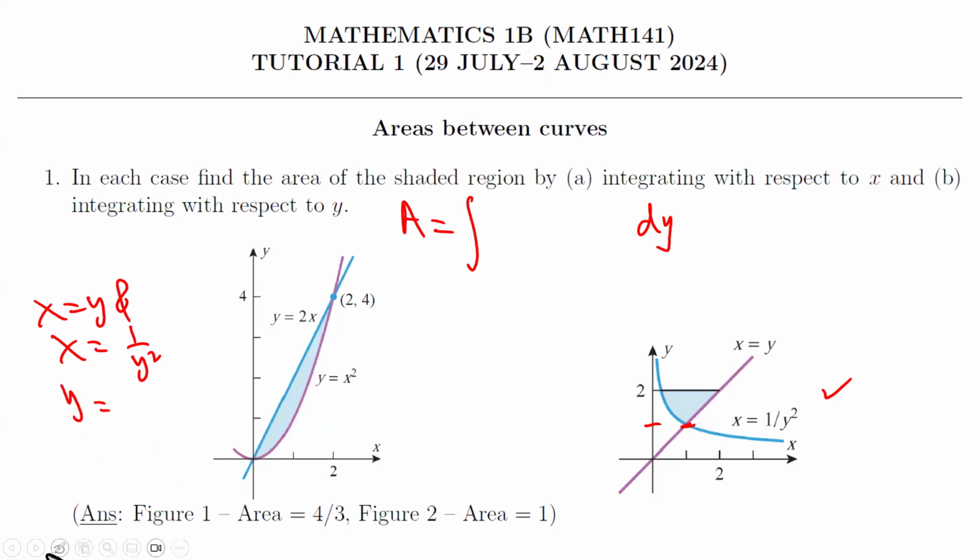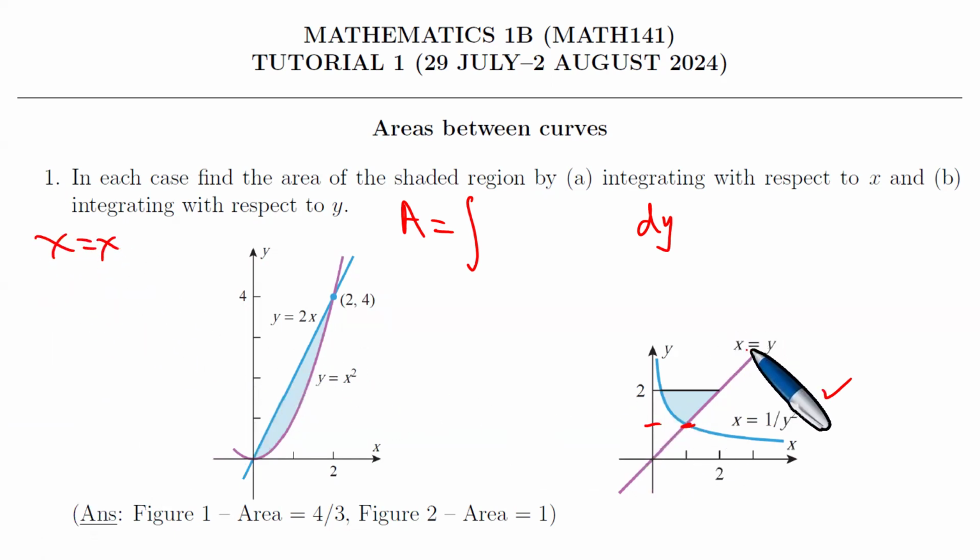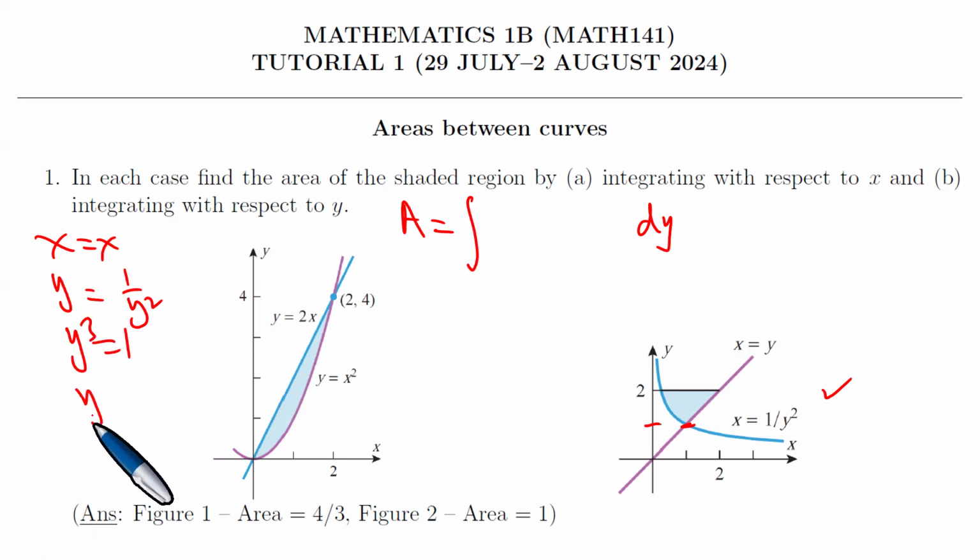The points of intersection would be where x equals x, but x here is equal to y, and x there is 1 over y squared. You cross multiply, getting y cubed is 1, and then y is the cube root of that, which is exactly 1. So we integrate from y equals 1 to 2.